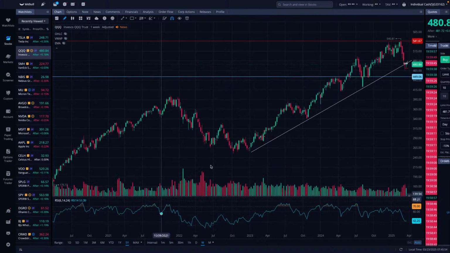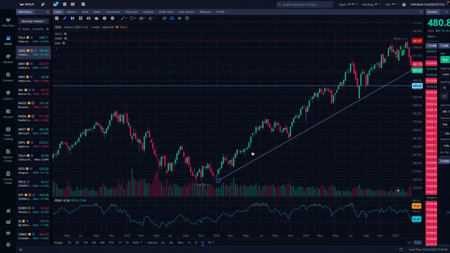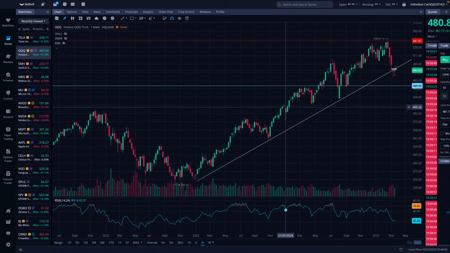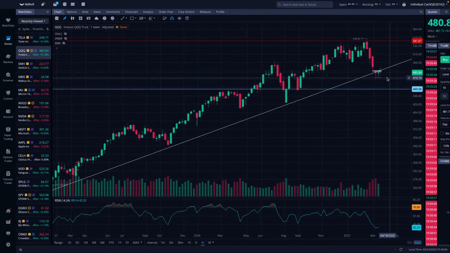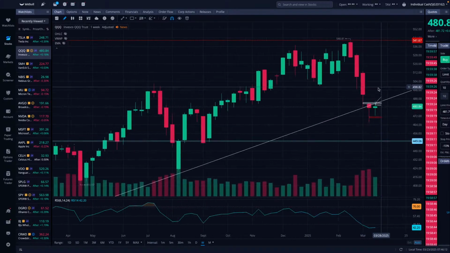So let's go over just the 5-year chart really quick. Looking at QQQ, we can see that we've been trending up in this channel, and this is the first time that we are finally retesting this support level at 466, which we have here, and there has been some consolidation in this mode now.